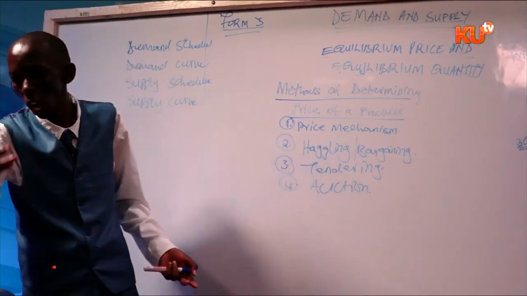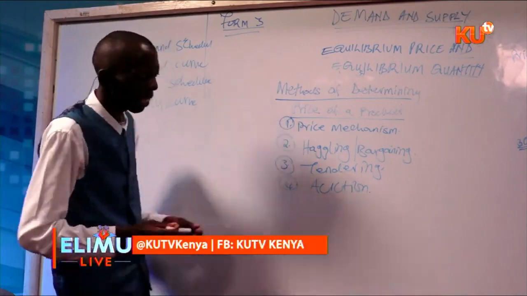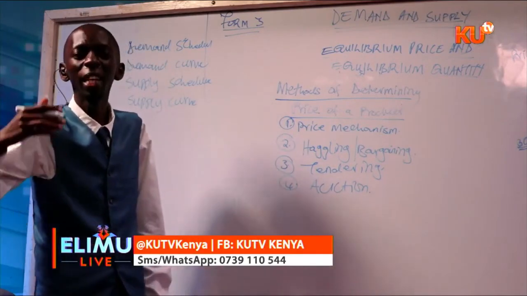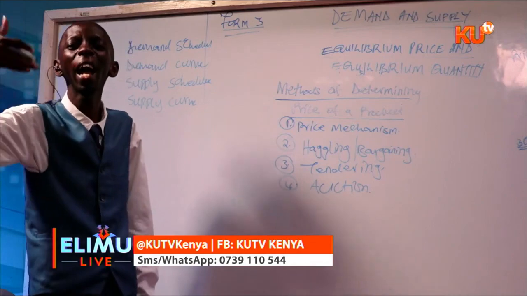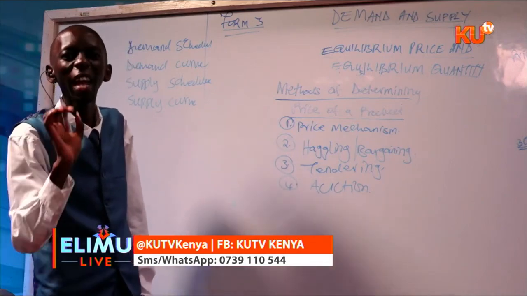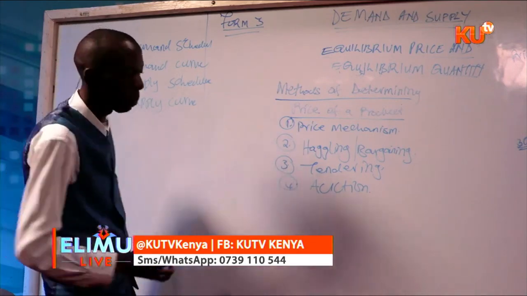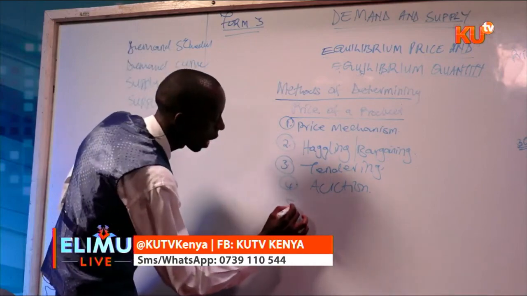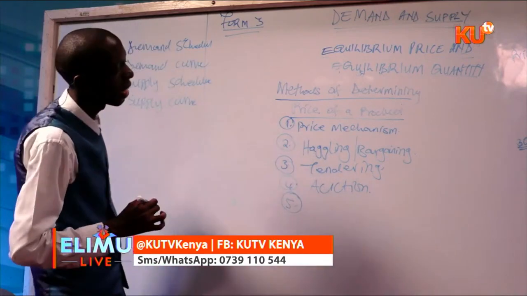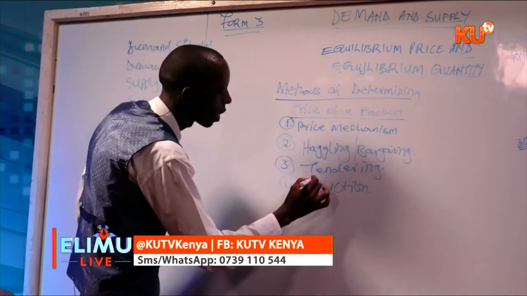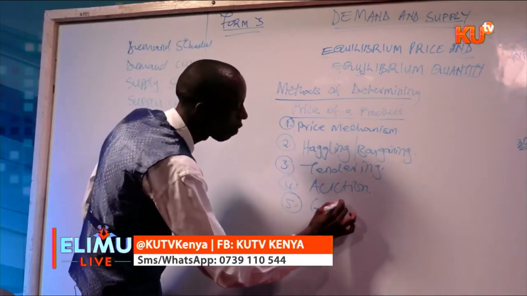You are given an opportunity to suggest the price of the product. Then the one who suggests the highest price, that is called the highest bidder, that price becomes the price of the product. And we have another method that we call government intervention.